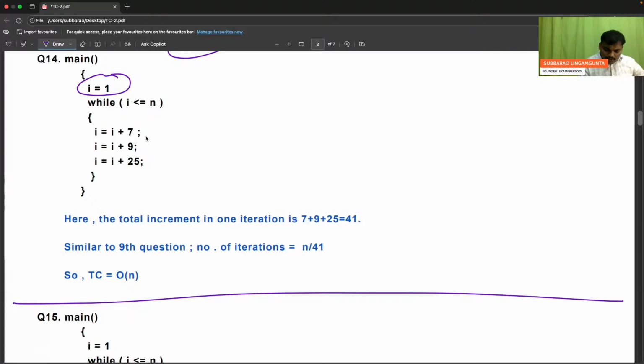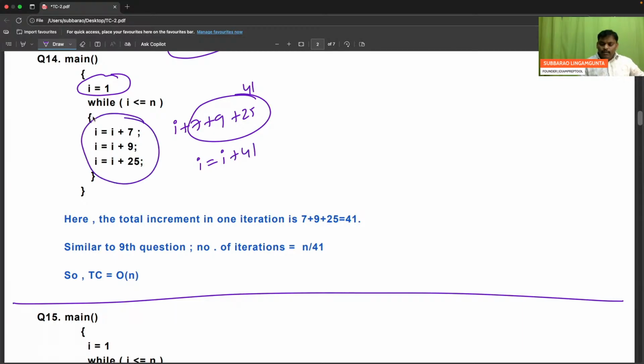Let's check. First you did I plus 7, then plus 9, then plus 25. Overall check: 7 plus 9 is 16, 16 plus 25 is 41. This total became 41, so the meaning of this line is I is equal to I plus 41.